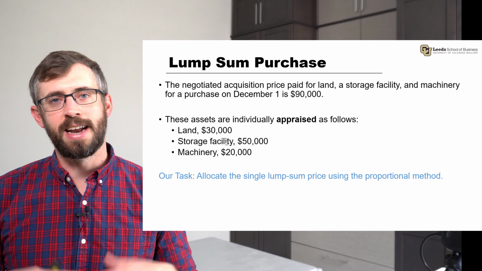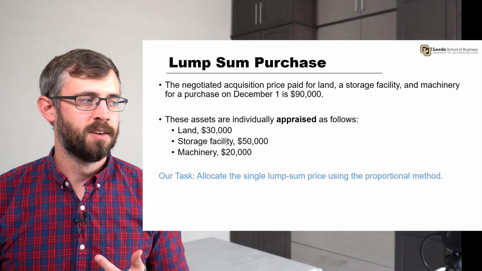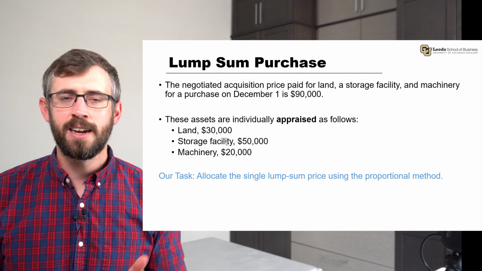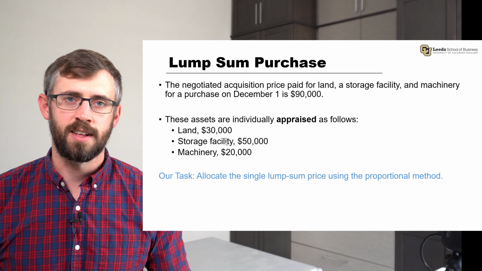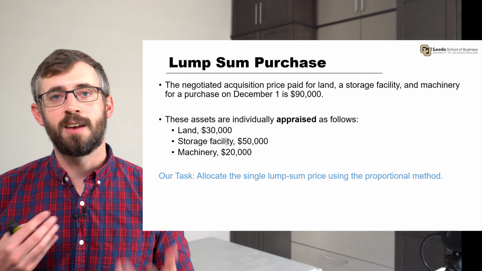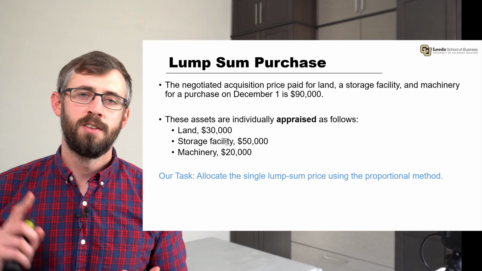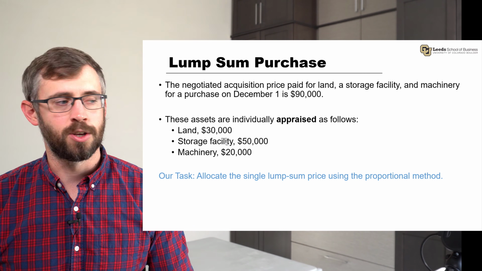So let's look at an example of this kind of lump sum purchase. Let's say that we have an acquisition price for land, a storage facility, and a piece of machinery, and we're going to buy all of that for $90,000. And so we need to know how much value goes to land, how much goes to the storage facility, and how much goes to the piece of machinery. And so we get these things appraised, and we find out that the land has a fair value of $30,000, the storage facility has a fair value of $50,000, and the machinery has a fair value of $20,000.